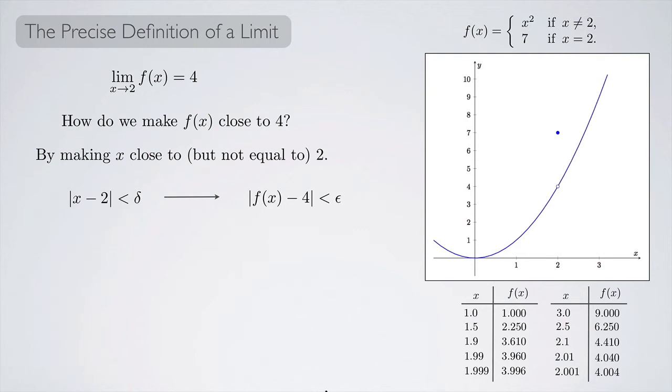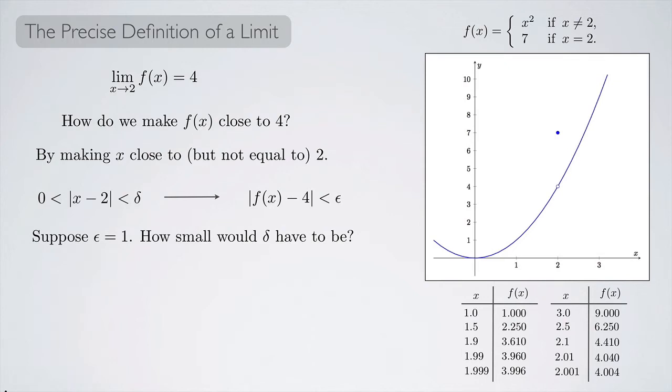I have to make one extra change here because I want x to be close to but not equal to 2. In other words, I want this distance to be positive. So I'll make sure that it's positive by making it bigger than 0. Okay, we're almost to the official definition, but let's look at an example.